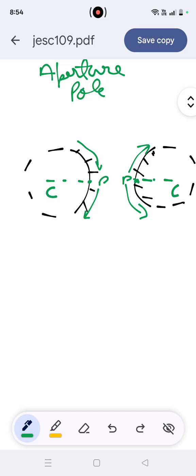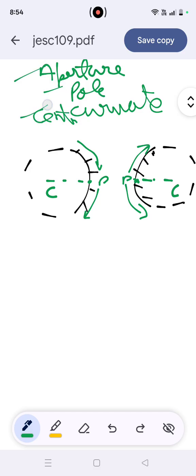We have done the center of curvature. This done, this done, this done. Now we'll learn about the radius of curvature. The separation between the center of curvature and the pole is known as the radius.